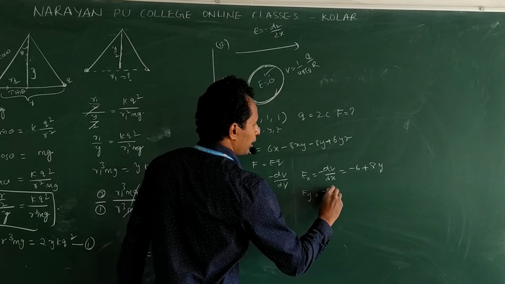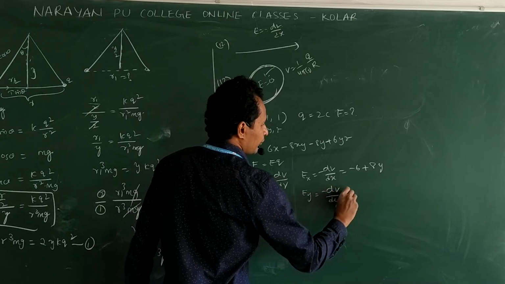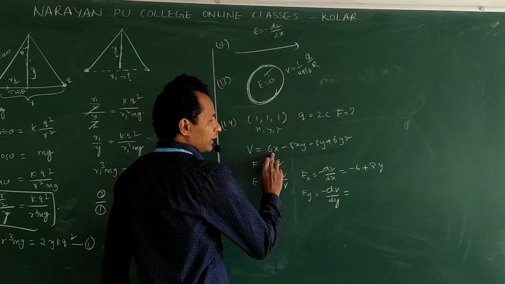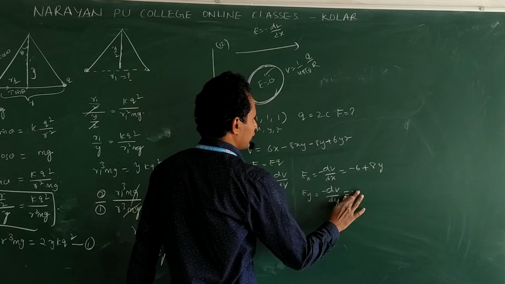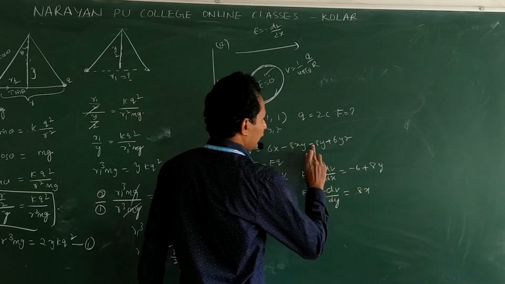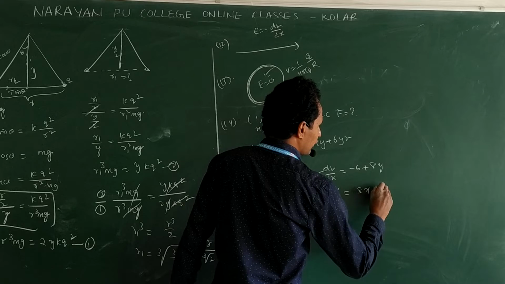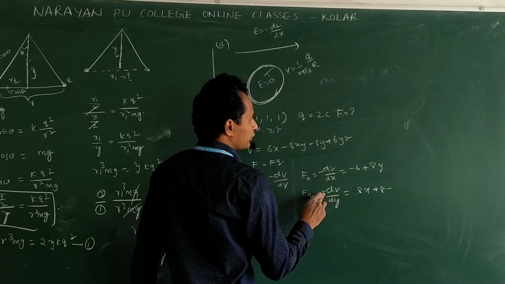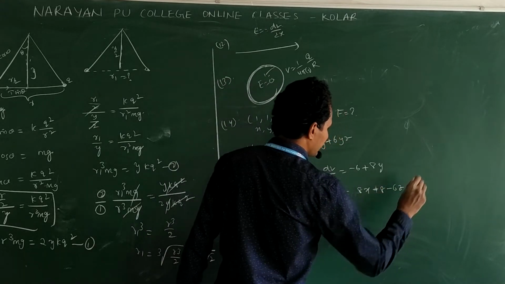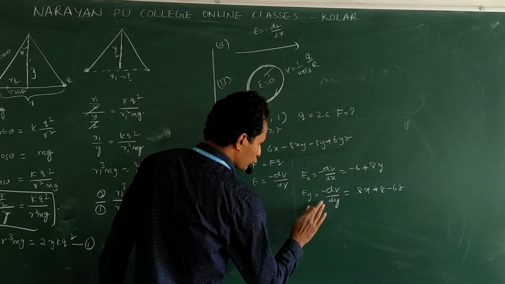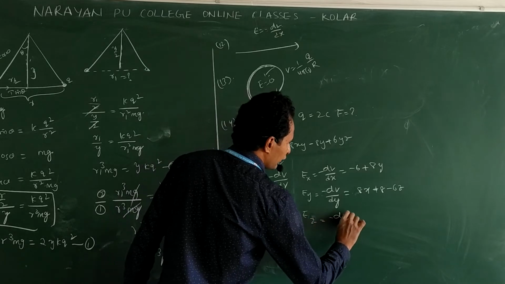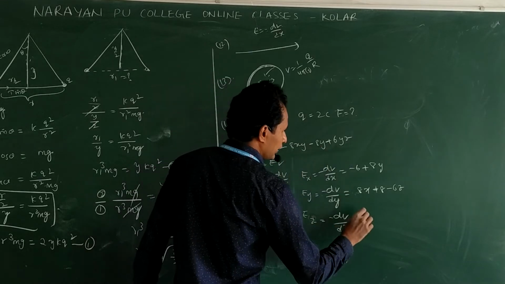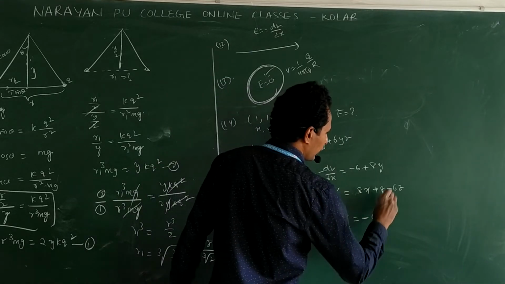Then Ey is minus dV by dy. Next, in this term no y, 0. Minus of minus plus 8x. Next we have a y, so plus 8. Minus, this is plus 6z, but we need to do it with minus, so minus 6z. Next Ex, Ey, Ez. Ez is minus dV by dz. In this term no z. Here we have a z, plus is there, so minus 6y.